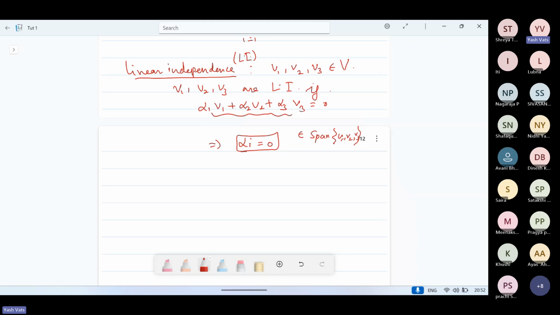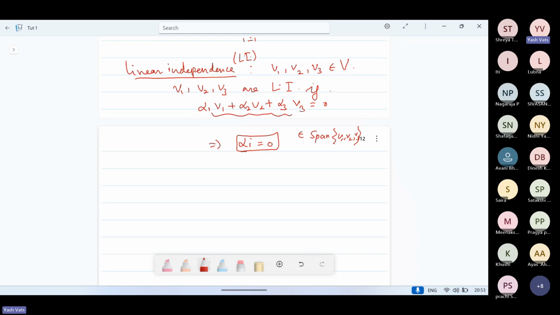They are not related. They are independent of each other. When it comes to linear dependency, the alphas are not all zero. There exists a relation between these vectors v1, v2, v3, so they are dependent on each other. But if there is no relation, then they are independent, so the alpha i's have to be 0.